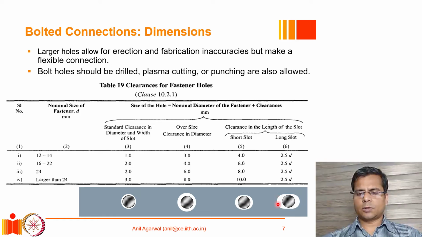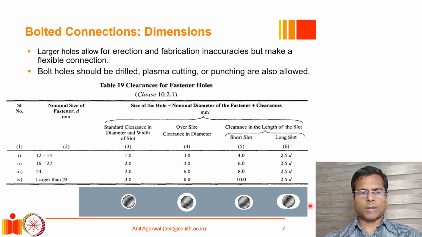In case of this long slot, the length between this edge to this edge of the slot will be equal to 2.5 times the diameter. So the diameter is 16 millimeters. 2.5 times 16 will be 40. So 40 millimeter will be the total slot length. And in the width direction, it will again follow the same standard, that is 16 plus 2, 18 millimeters.